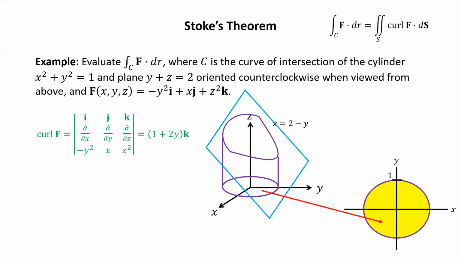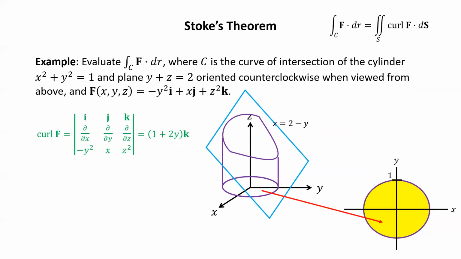And for the k component, we get the partial with respect to x of x, which is 1, minus the partial with respect to y of negative y squared, which is minus 2y. So 1 minus minus 2y is 1 plus 2y. So the curl of F is just (1 plus 2y) k. Now, next, we're going to need to find a normal vector to the surface.